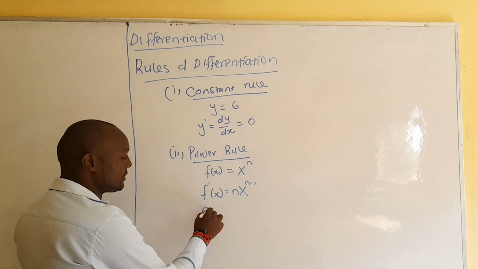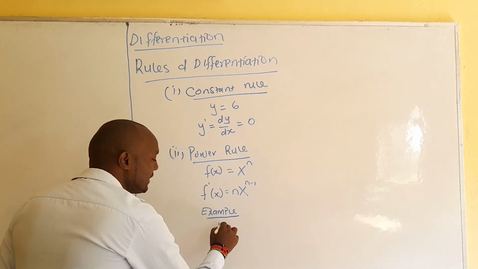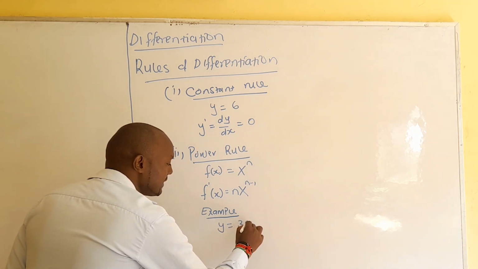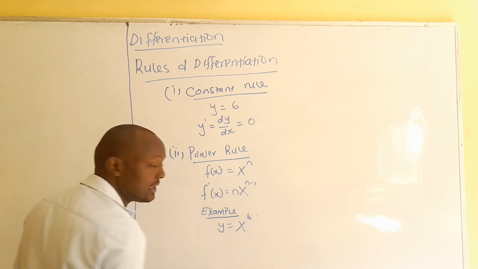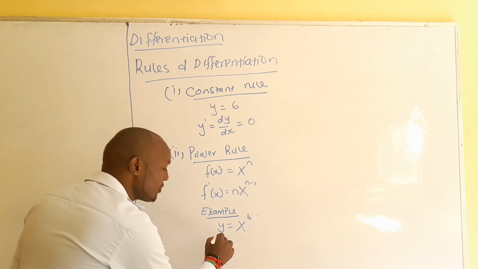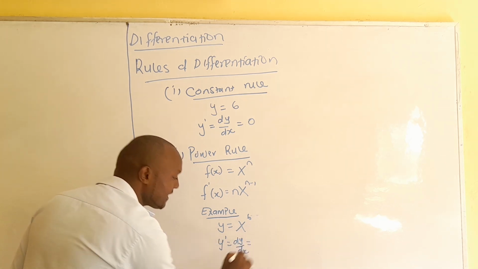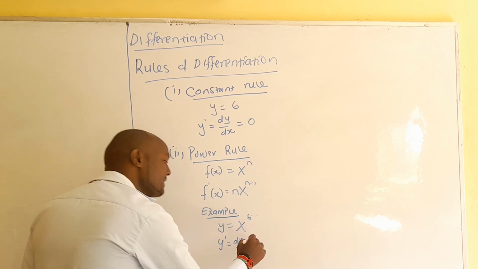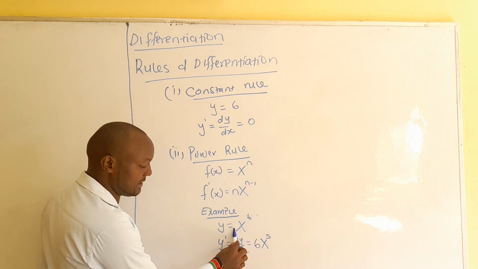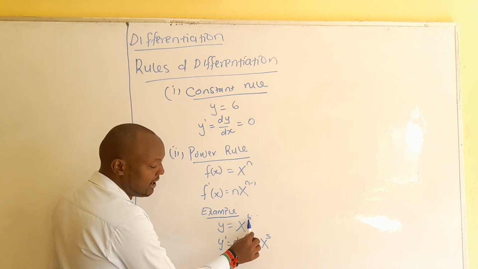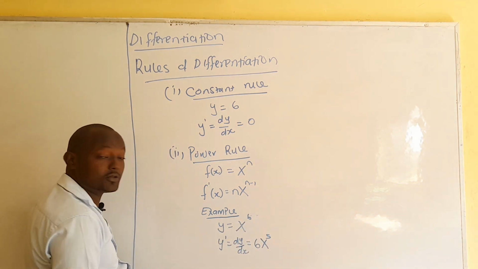Maybe we can take an example. Assume you have been given y is equal to 3x. No, let me use another case. You are given x to power 6. How do we differentiate this? If you want to get the y prime, or change in y over change in x, the gradient, it will be 6 then x to power 5. We said, first of all, you bring this 6 here, then your power will be 6 minus 1. So you get 6x to power 5.